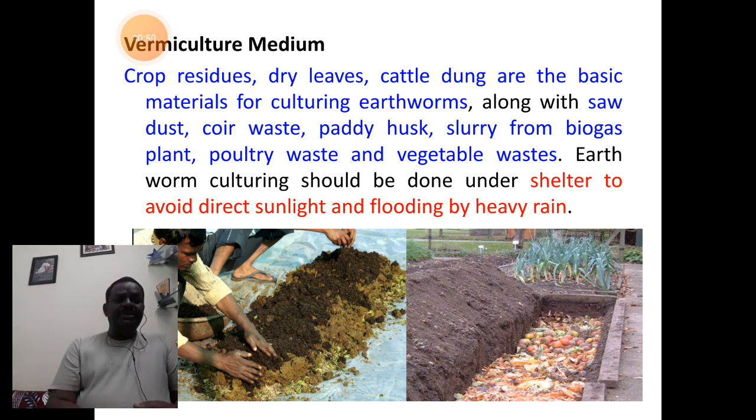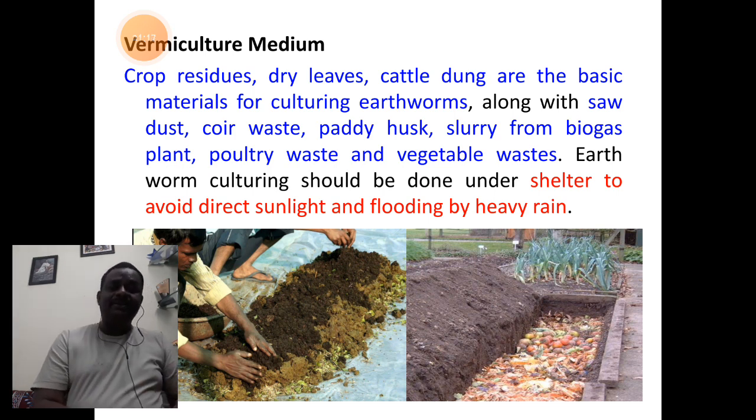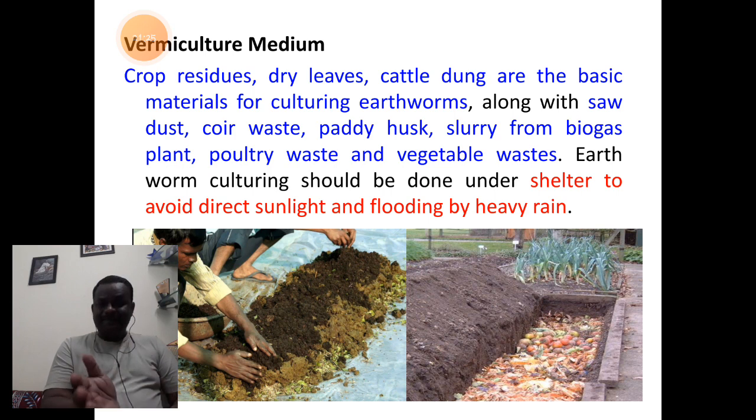On this medium, the earthworms are reared and cultured, but the whole process is conducted under a sheltered area to avoid sunlight, as earthworms are photophobic or nocturnal, and also to avoid flooding by heavy rain. Students, here is a picture showing, towards the left side, the preparation of the medium of vermiculture. Then the same is added to the ditch or container where the vermiculture process is carried out, towards the right side picture.